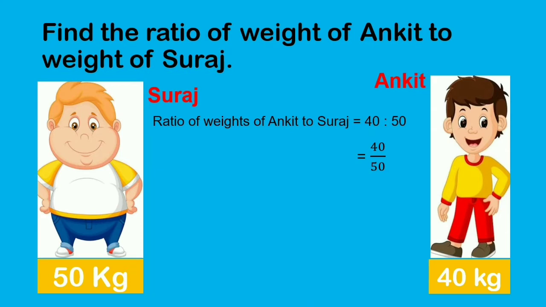So 40:50 equals 4:5 because the highest common factor of 40 and 50 is 10. When we divide 40 by 10 and 50 by 10, we get 4:5. Thus the ratio of the weight of Ankit to the weight of Suraj is 4:5.